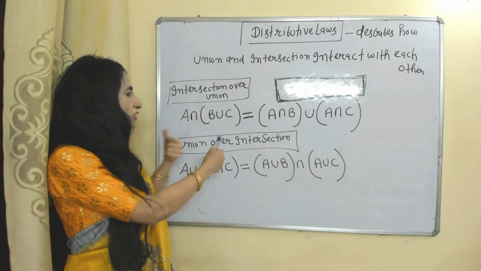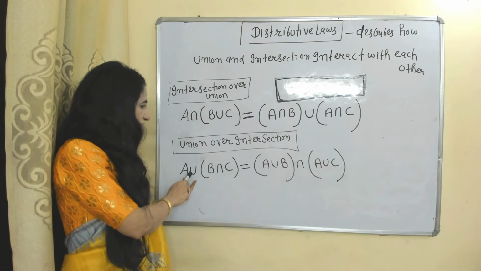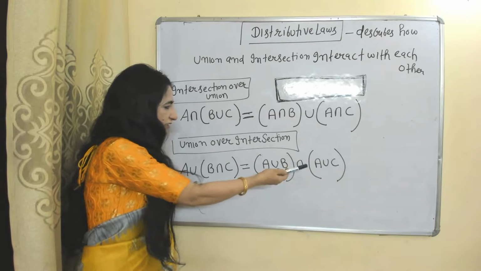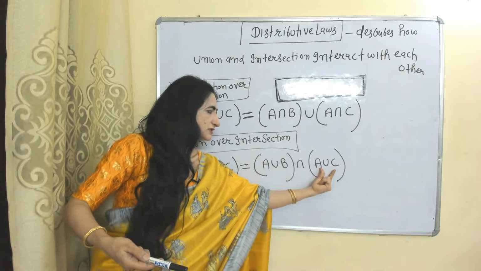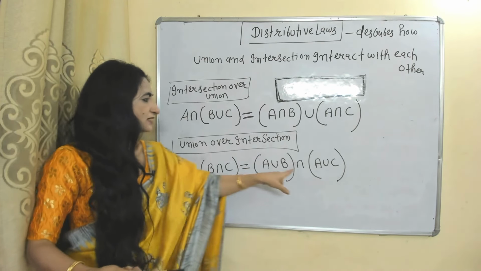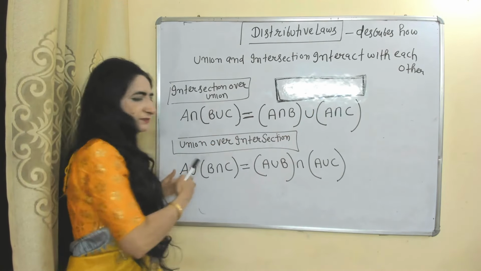And this is union over intersection. Here we have A union. Now we distribute A union between B and C. Here you can see we distribute A union with B and with C. Here we have intersection sign, same sign we apply here, and both are exactly same.